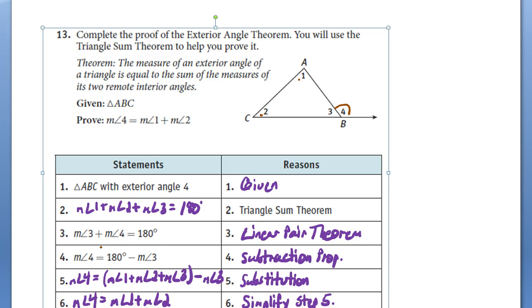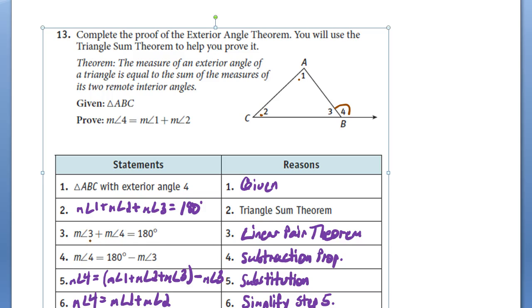So start by saying we have this triangle, that's given. Then we can say the measure of angle 1 plus the measure of angle 2 plus the measure of angle 3 is 180 degrees. And our reason for knowing those three add up to 180 is the triangle sum theorem that we proved at the beginning of today's lesson.